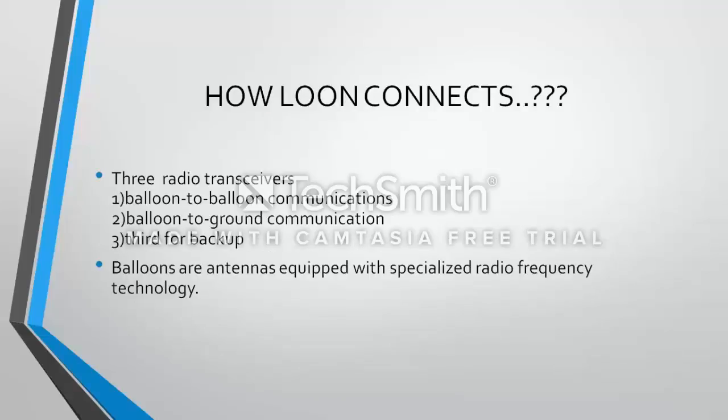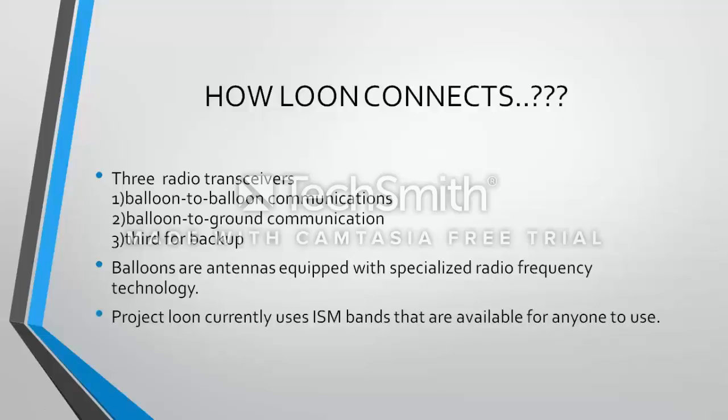Three radio transceivers are used for connecting. One is used from balloon to balloon, to know the direction and the distance it maintains. Another is used from balloon to ground, so as to control the connection and the direction from the ground. And the third is very important: if either of the above two fails, the third is used as a backup. Balloons are equipped with antennas with specialized radio frequency technology, so that they can be controlled.